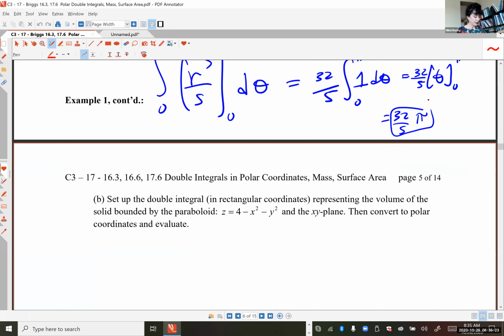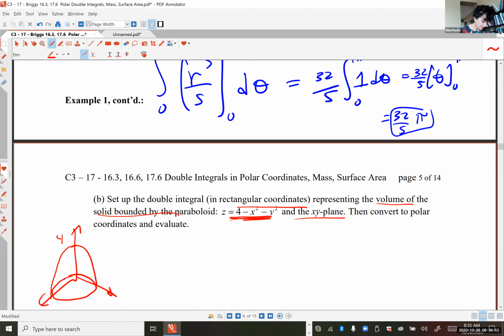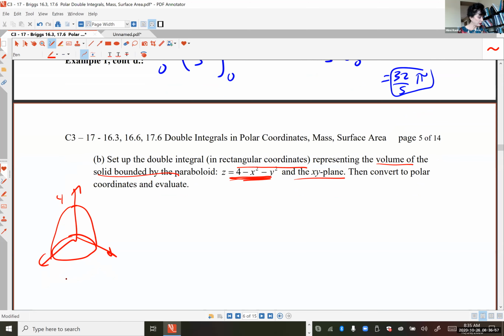We're going to set up a double integral in rectangular first, and then we'll see why it's a good idea to switch to polar coordinates. Okay, so we're going to find the volume of a solid bounded by this paraboloid, that's the capping surface, and the xy plane. So the xy plane is going to be the base of the solid. Now, if you graph this paraboloid, it's an upside down paraboloid, and it looks like this. So if you can imagine that solid, we're going to find the volume of that solid.